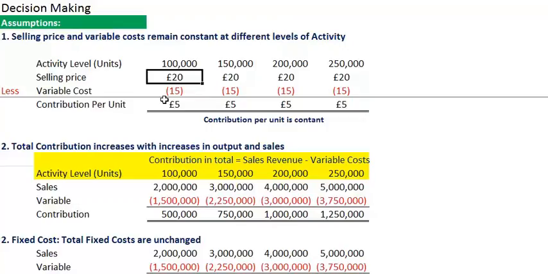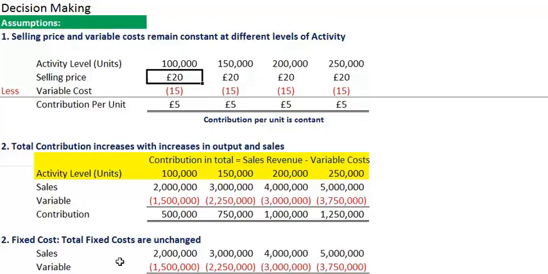sales. Total contribution is sales revenue minus total variable cost. At 100,000 level of activity, if you multiply 20 pounds price per unit by 100,000 units, you get 2 million of sales revenue. When you multiply 100,000 units by 15 pounds per unit of variable cost, you get 1.5 million variable cost. We deduct total variable cost from sales revenue, we get a total contribution of 500,000.